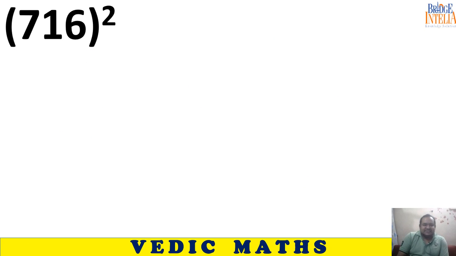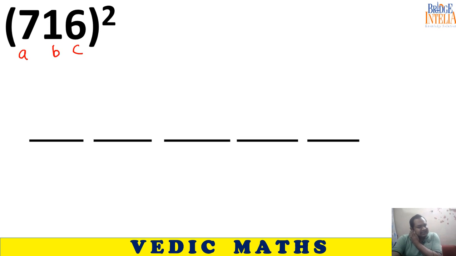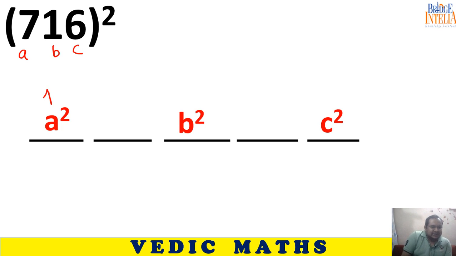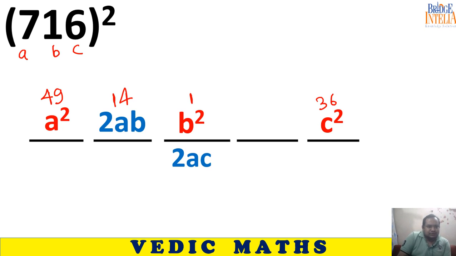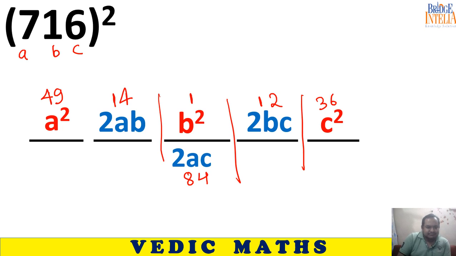Now 716 square, same way, a is equal to 7, b is equal to 1, c is equal to 6. So I will straight away write the answer now. So 49 here, because a is equal to 7, here 1 square, that is equal to 1, here c is equal to 6, so 36. Here I have to write 2ab, so 2 into 7 into 1, 14. Here 2ac, so 2 into 7 into 6, 84. And here 2bc, so 2 into 1 into 6, that is equal to 12. So now I convert this into single digit numbers.